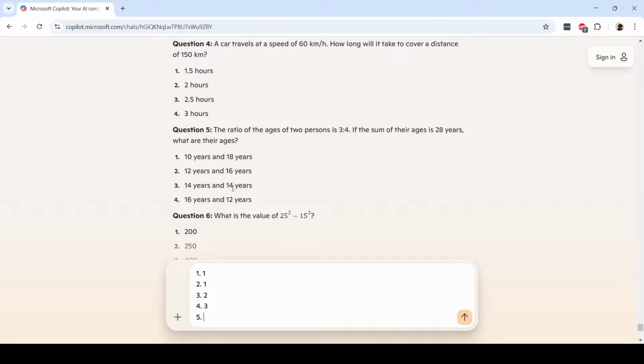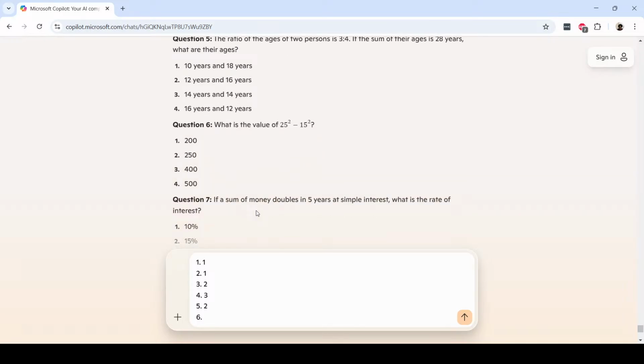So here is the trick. 12 years and 16 years, or 16 and 12 years. They haven't asked anything else, so we need to pick this one because the ratio is 3 by 4. So the first person is the smaller one. Keep this in mind, and just don't blindly select the fourth one.